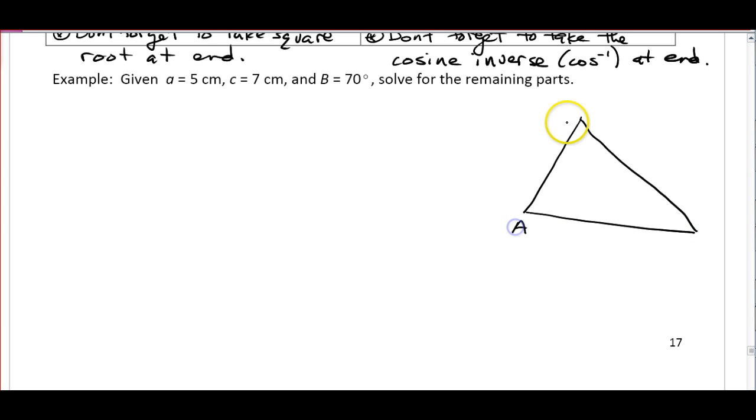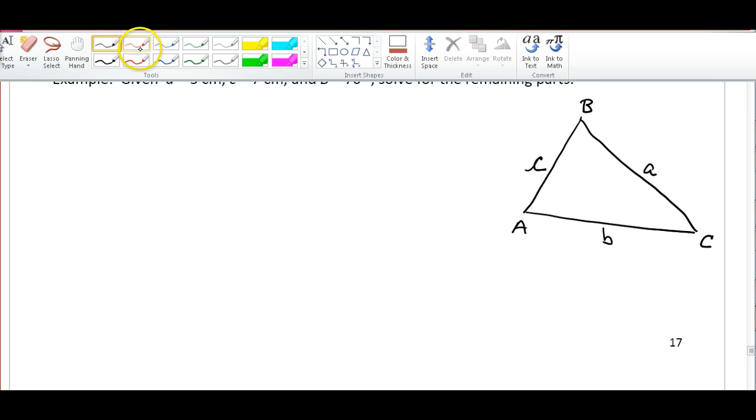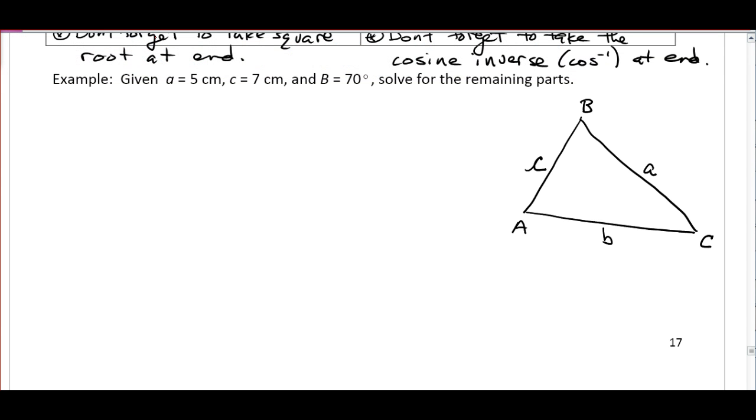So I'm going to do A, B, C, and then this would be side a, this would be side b, and this would be side c. And then I'm going to label in everything that I know. So I know that this is 5 centimeters, and this is 7 centimeters, and I know that this angle in here is 70 degrees.